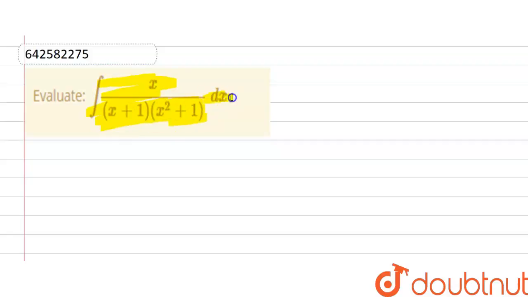Hello guys, the question is integration of x divided by (x plus 1) multiplied with (x square plus 1) dx. Now, integration of x divided by (x plus 1) multiplied with (x square plus 1) dx.